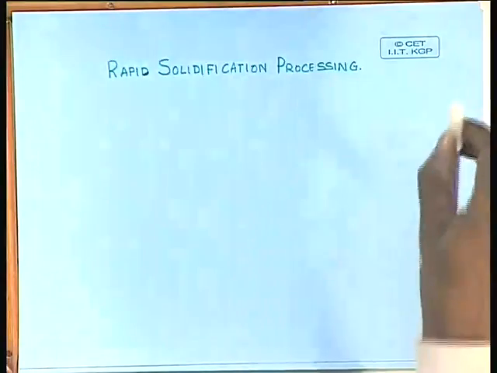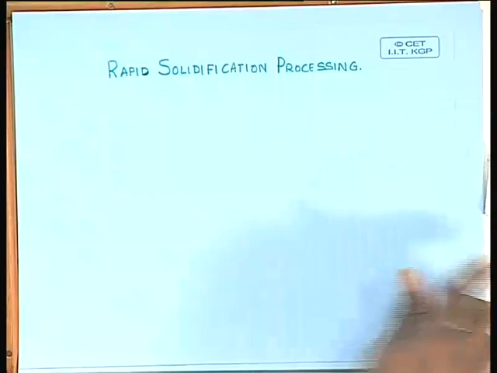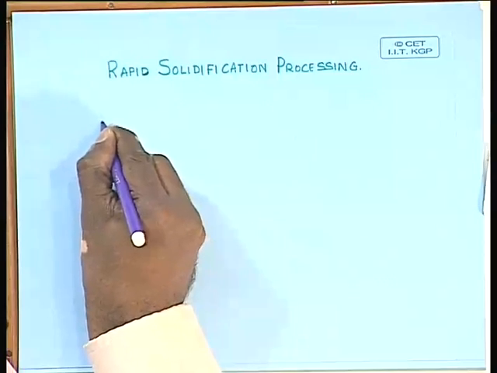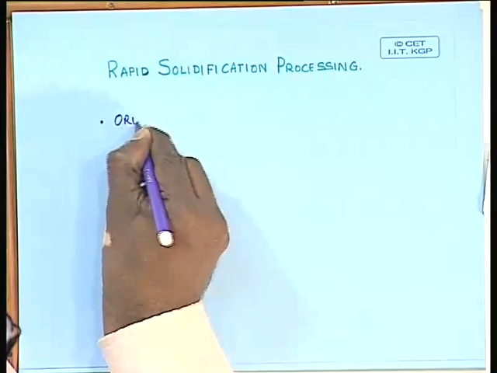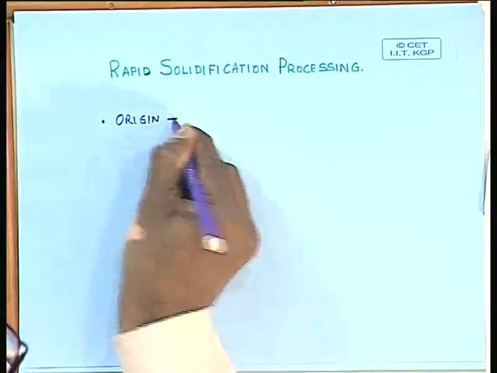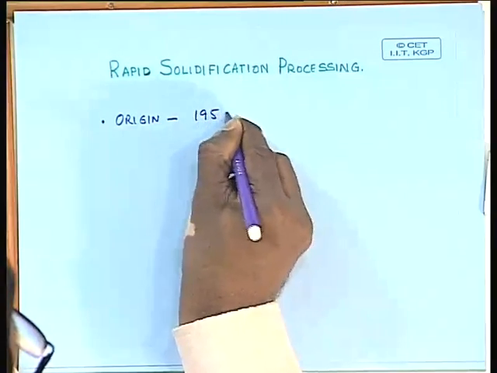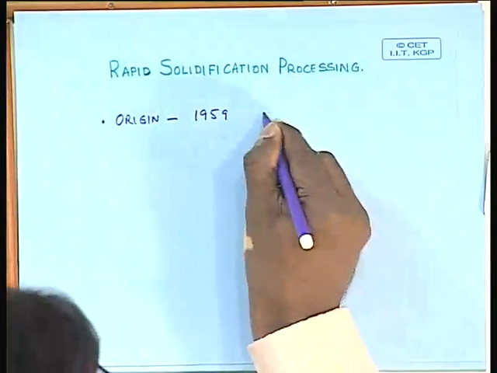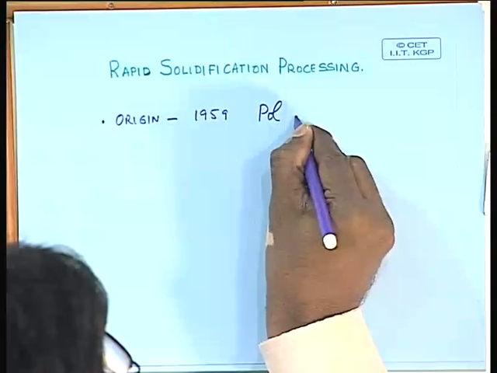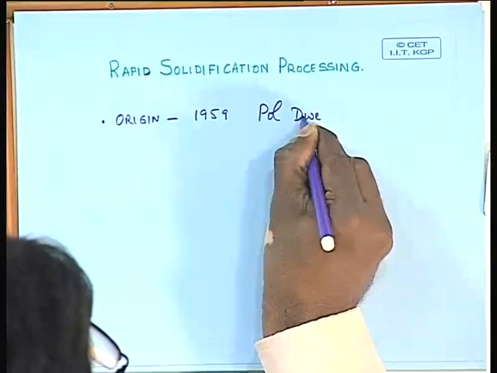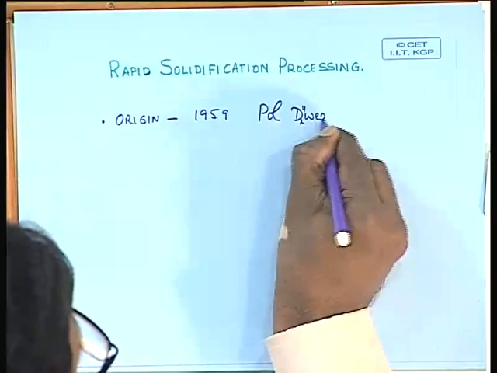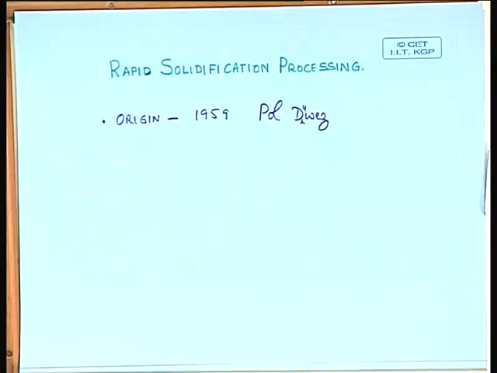Before we go into that, let us just look at the origin of it. As I must have mentioned to you some time back, the origin basically goes back to 1959, when a person by name Paul Dewey had looked at the silver copper system.